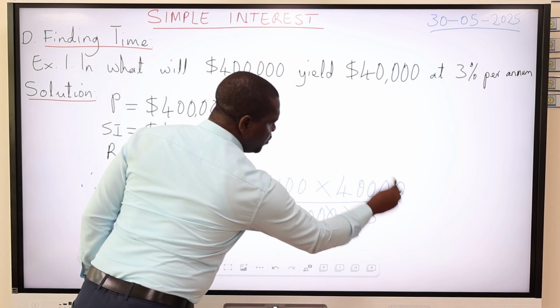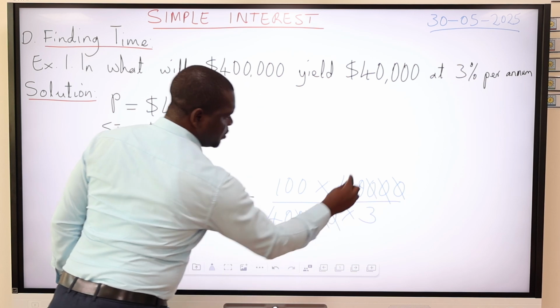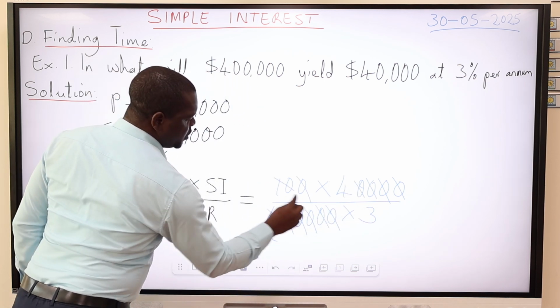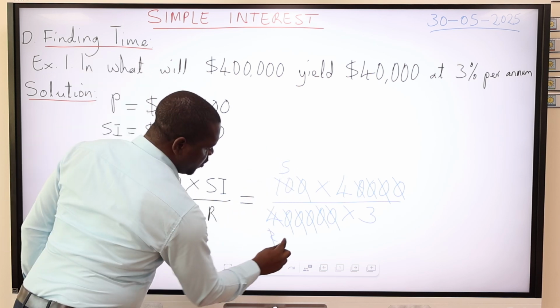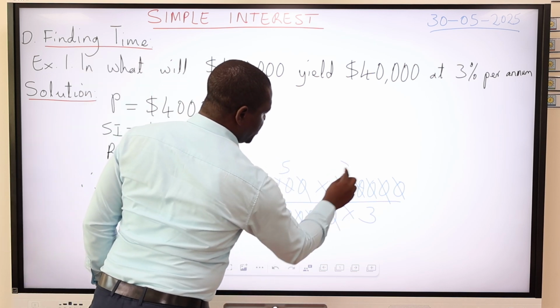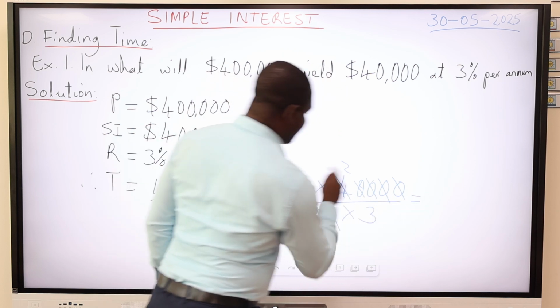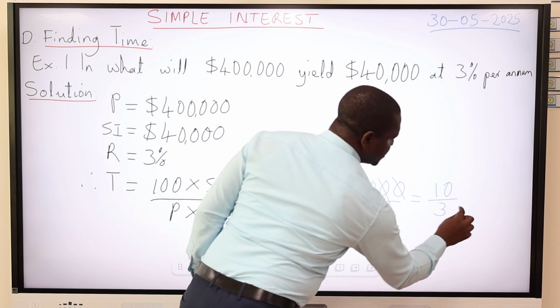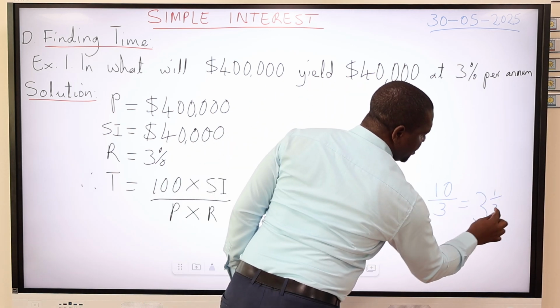So this zero will do away with the zeros. 2 here 2 times. 2 into 10, 5 times. 2 here 1 time. 2 into 4, 2 times. So we have 5 times 2, which is 10, divided by 3. And this will give us 3 and 1/3 years.